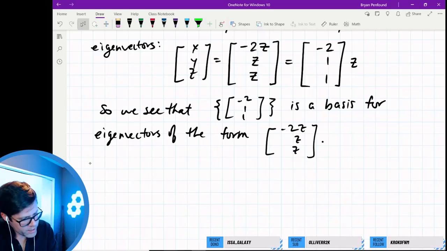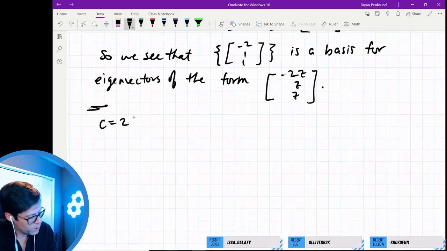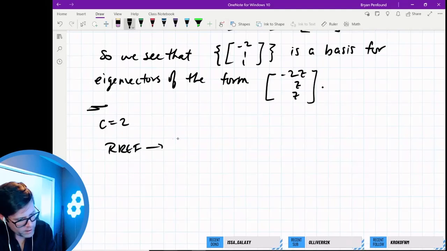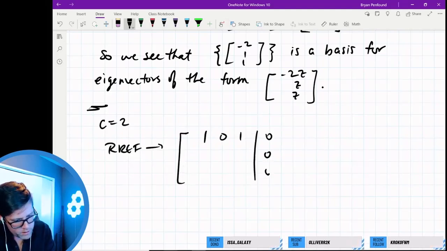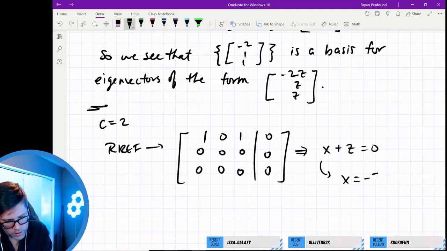Now, something interesting happens when we go to look at c equal to 2. I'm not going to go through the full process here, but we do get an RREF that looks something like this. So we're just going to skip right to the RREF, which is this. In this particular case, this implies that x plus z is equal to 0, or the only relationship that we have is that x needs to be equal to negative z.